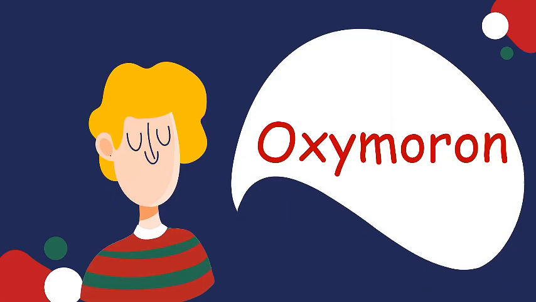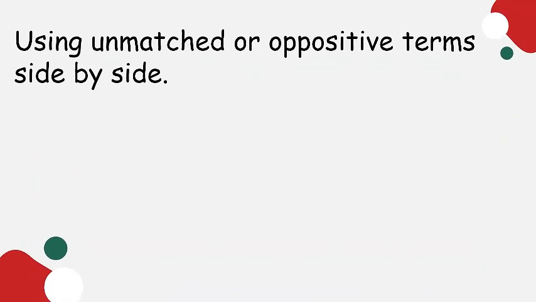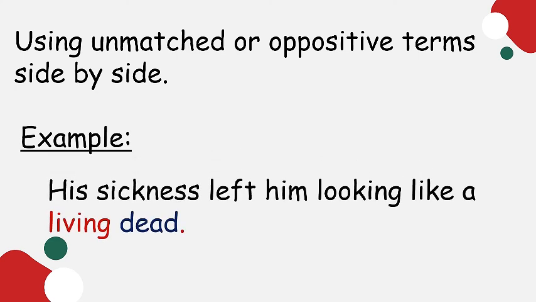Oxymoron. Using unmatched or opposite terms side by side. Let's see some examples. His sickness left him looking like a living dead. The expression living dead are two contrasting words side by side. The opposite of living is dead.